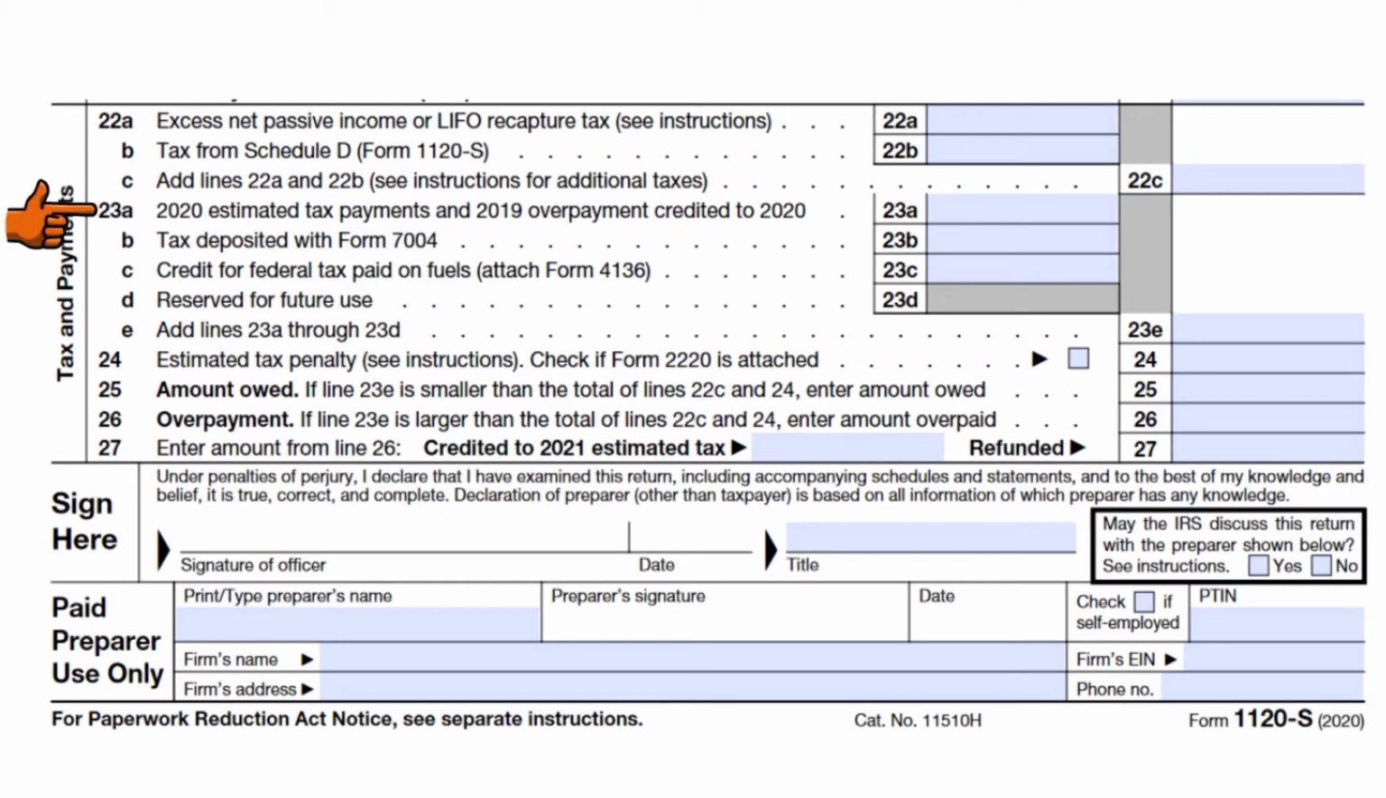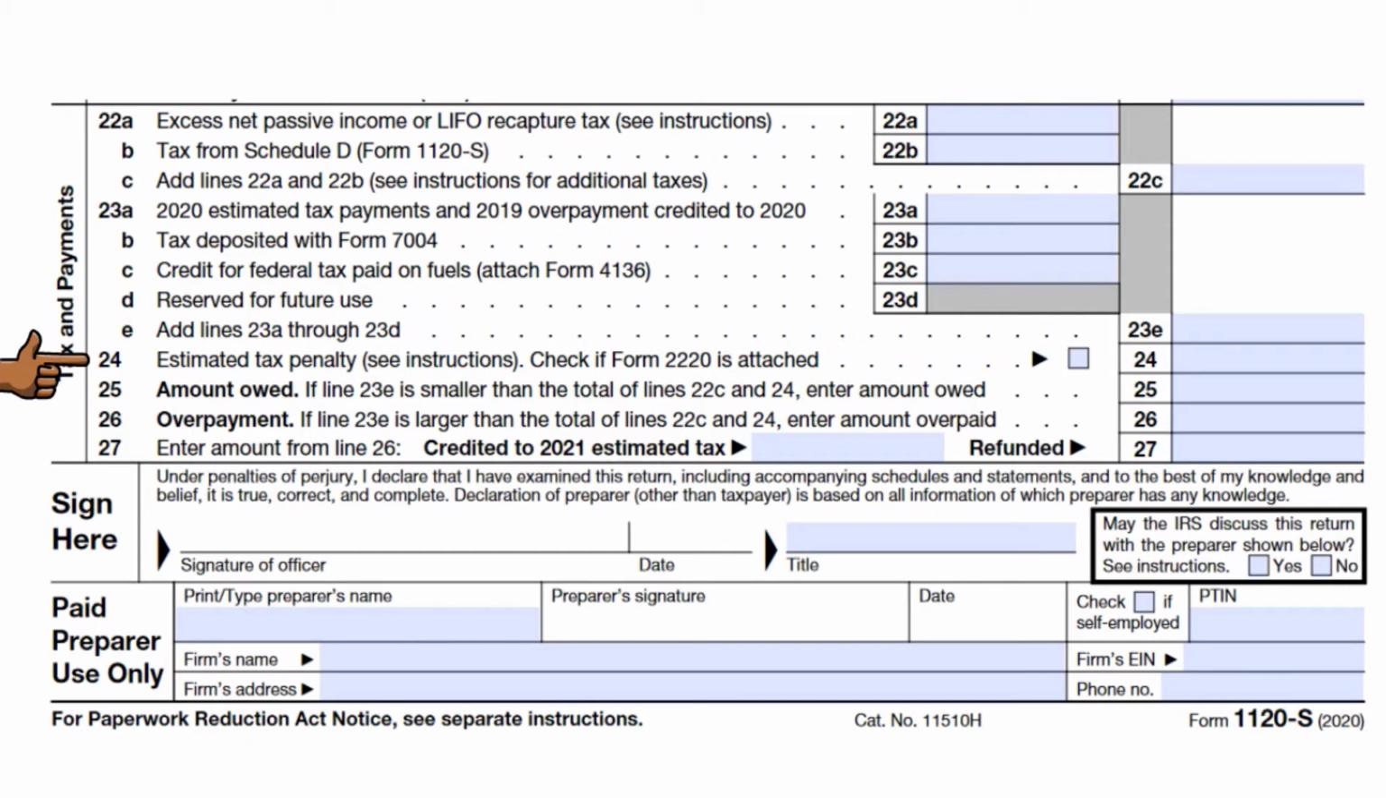And so you have here 23A. You have the current year estimated tax payments and the previous year overpayment credited to the current year, right? So you have to put here all the tax information, the tax deposited, the credit for federal tax paid, and the reserved for future use. And you add lines 23A through 23D. You put that on 23A. And on line 24, you have to put the estimated tax penalty, if applicable, and the amount owed or overpayment.